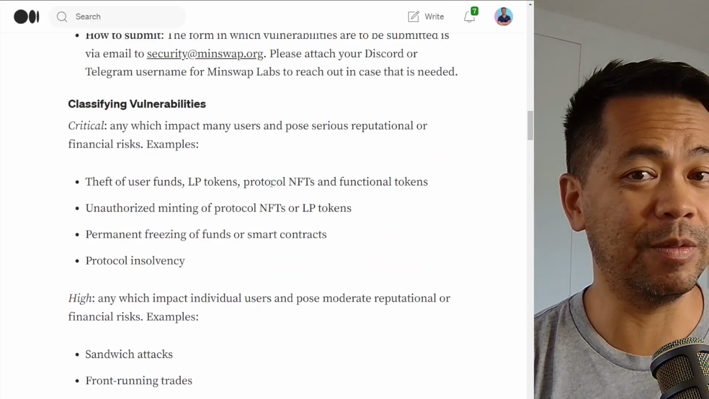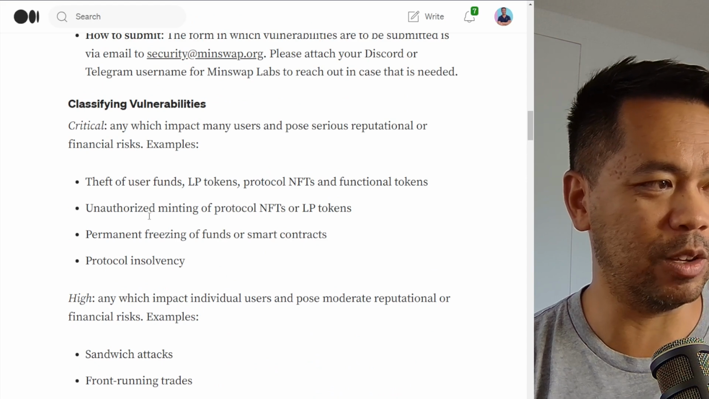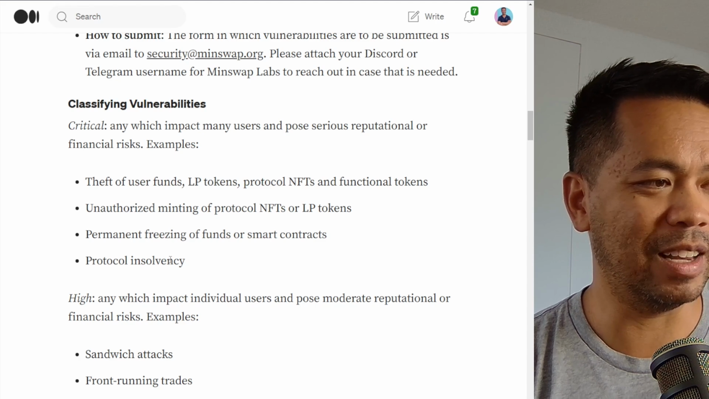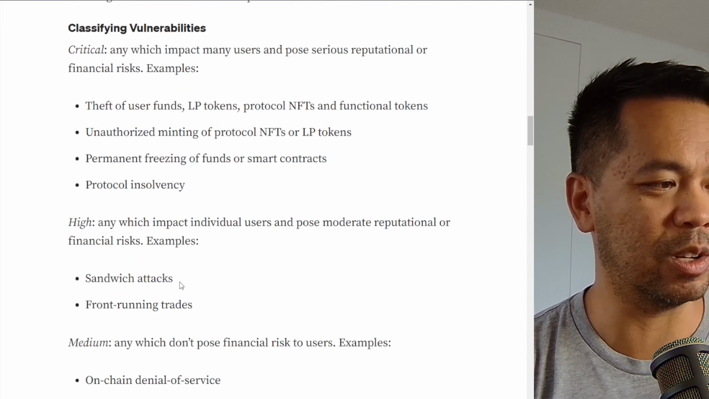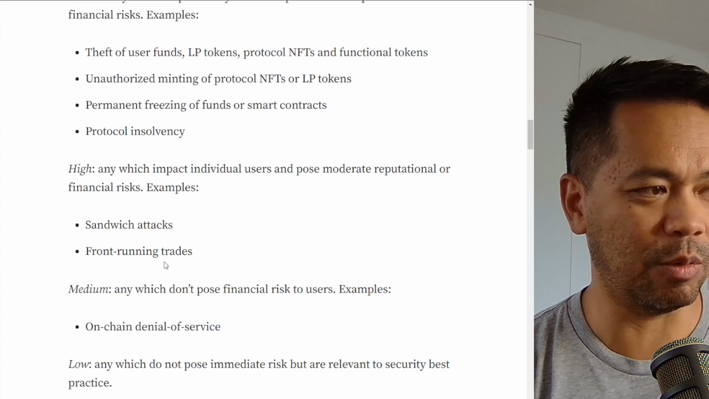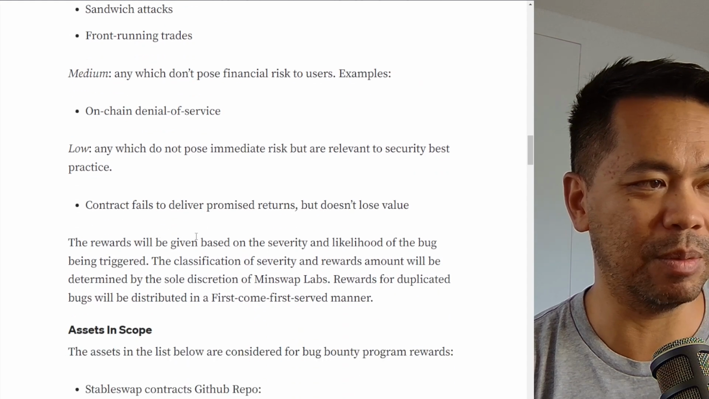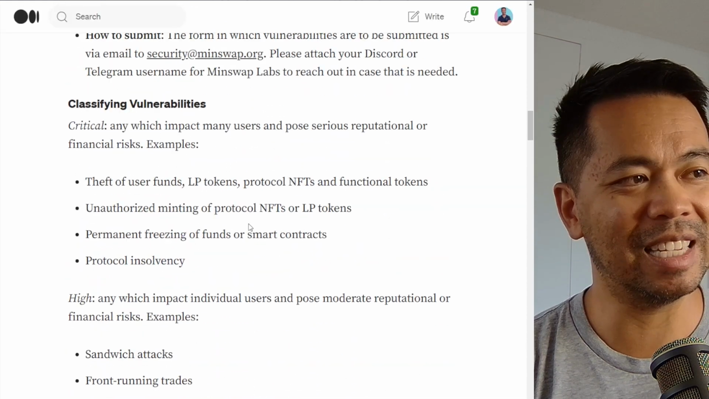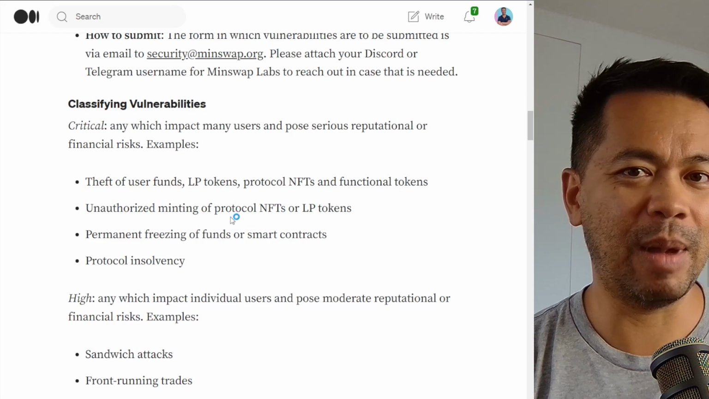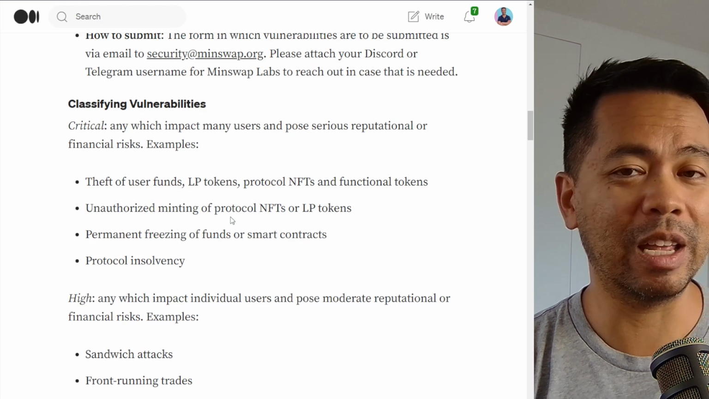They also have the list of types of vulnerabilities that they are looking for, anything from theft of user funds, unauthorized minting of protocol NFTs, freezing of funds on the smart contract, protocol insolvency, and then these ones here are ranked as high: sandwich attacks, front running of trades, on-chain denial of service, contract failures to deliver promised returns. So a whole bunch of things here for anyone that is working in Aiken, the Aiken smart contract language for Cardano. I know a lot of people are working with it at the moment.